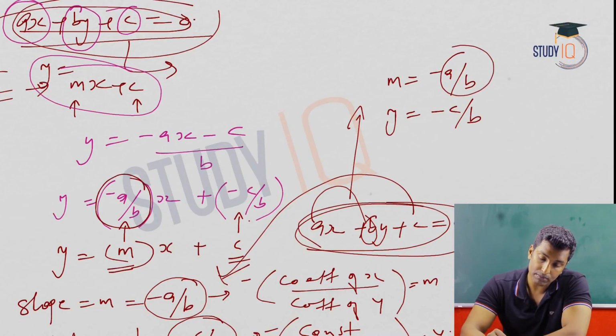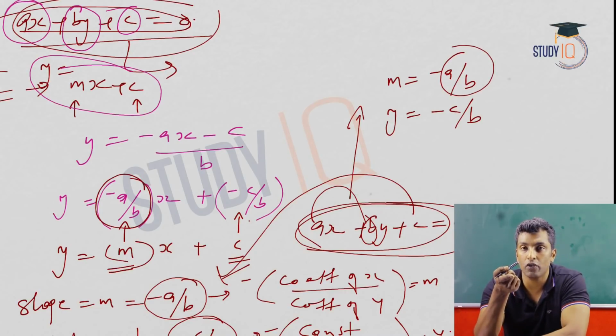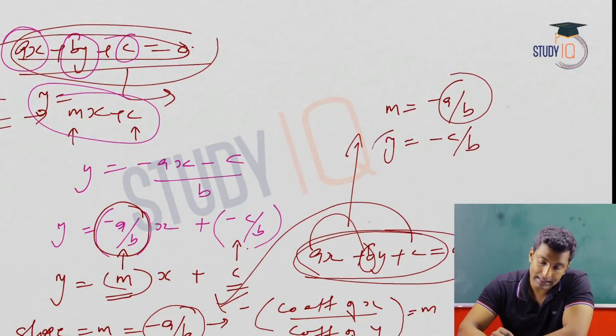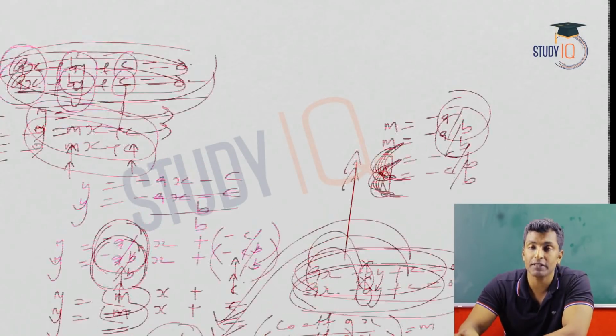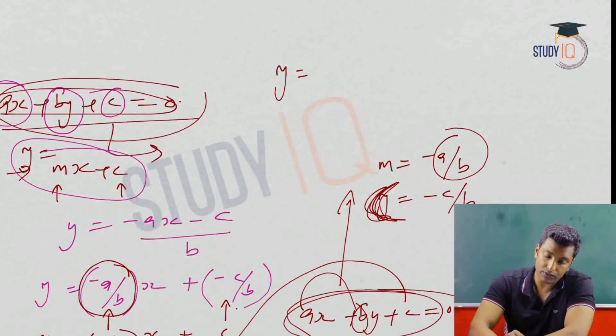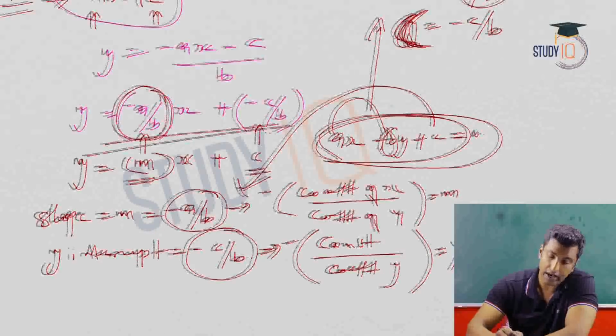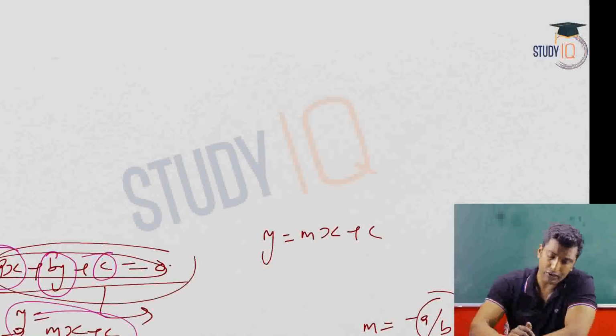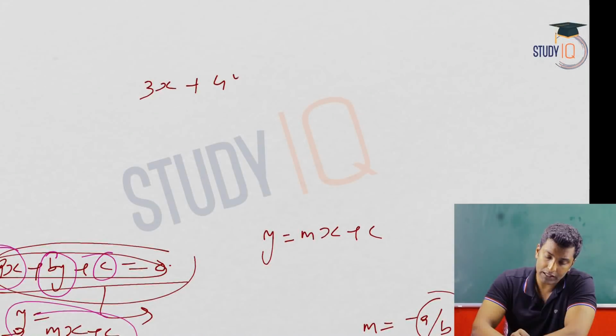So slope is minus of coefficient of x divided by coefficient of y. Y-intercept is minus of coefficient of constant divided by coefficient of y. So you know m and the y-intercept, which here is actually c. So once you know this, y equal to mx plus c, you can write like this. So if I tell you one example, 3x plus 4y minus 12 equal to 0.